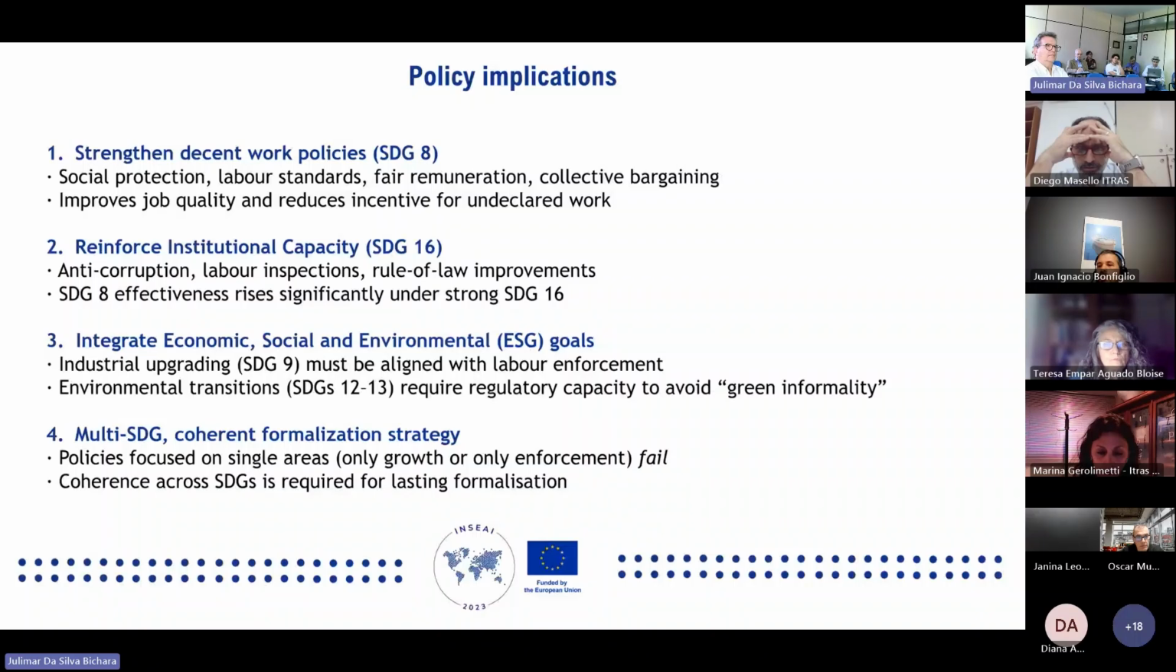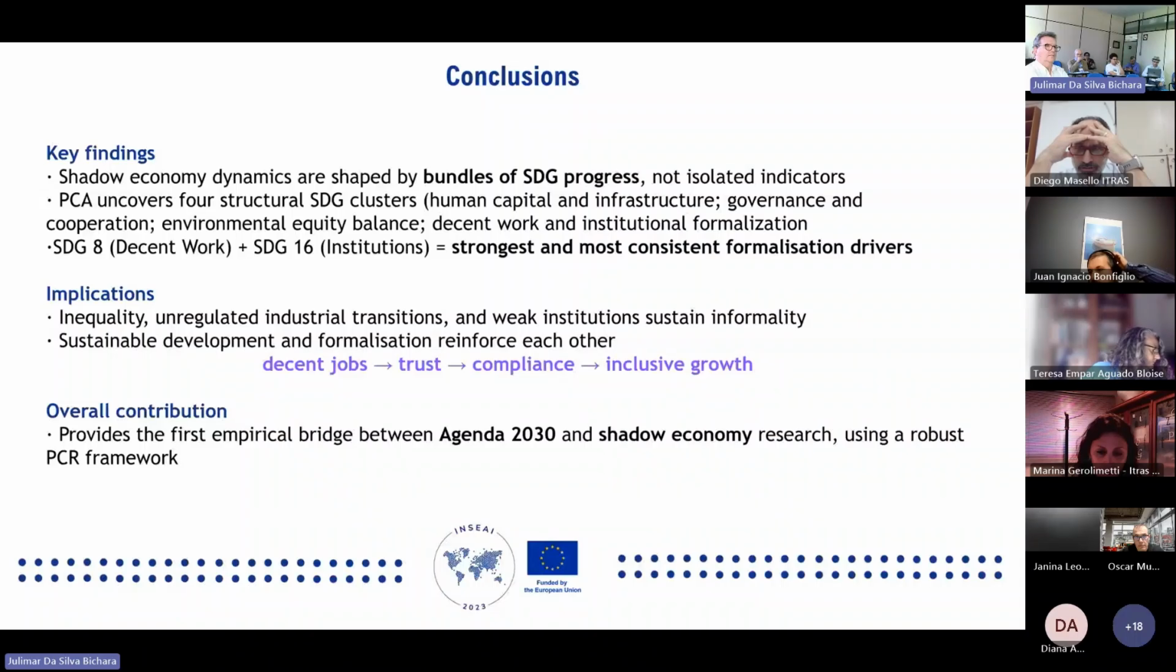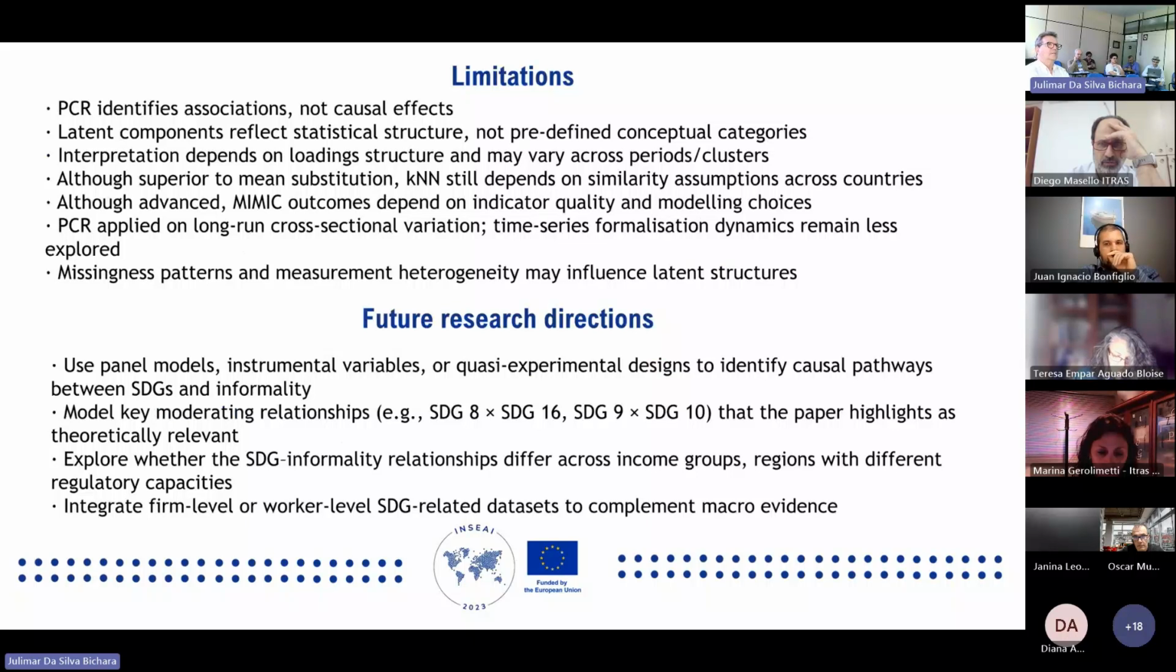The main implication of the study is that decent jobs go into trust, then trust into compliance, and then compliance into inclusive growth. The overall contribution is that this paper provides the first empirical bridge between the Agenda 2030 related to SDGs and the shadow economy. In terms of limitations, unfortunately, the PCR identifies associations, not causal effects. So we will need to dig into more econometric methods.